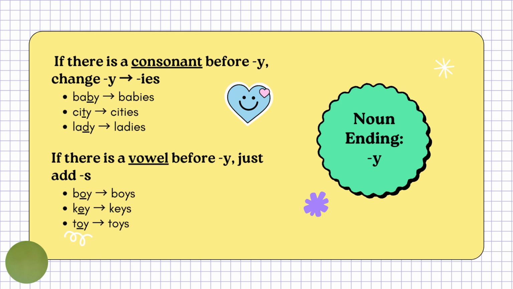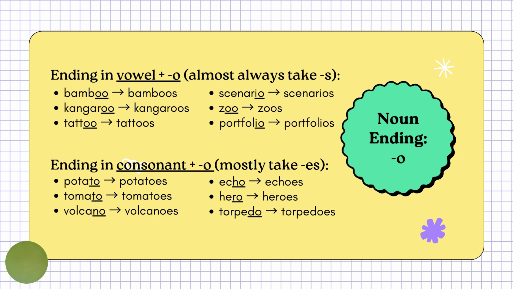Okay. So here in this next, if the noun ends with y, but before this y there is a vowel, then you just add s without changing the y. So boys, keys, toys. So that's noun ending with y. And then there is noun ending with o. And this is kind of tricky because these rules sometimes cannot really apply to all words ending with o.